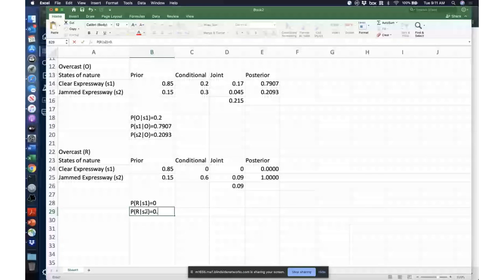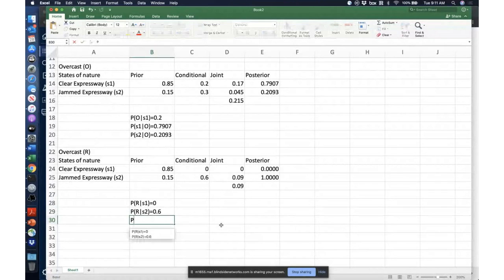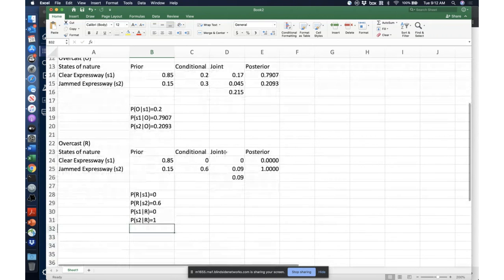Now, what are these probabilities that we calculated? What is the probability that the roadway will not be jammed when there is rain? This probability is 0%. What is the probability that the roadway will be jammed given that there is rain? This probability is 100%. So 0% and 100%. So if it rains, then the expressway will definitely be jammed. There is no chance that the expressway will not be jammed. Okay. So this is how you calculate probabilities based on Bayes' theorem.